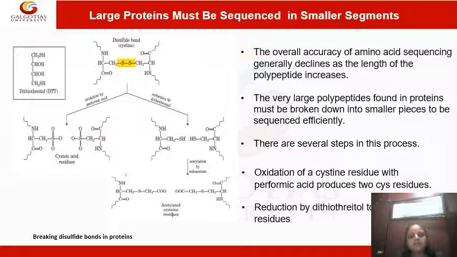There are several processes and methods involved to fragment the large protein into smaller polypeptide sequences. One of the methods is oxidation of cysteine residues with performic acid, which produces two cysteic acid residues, and we can also reduce the cysteine disulfide bond by dithiothreitol. It is going to cleave the disulfide bond.